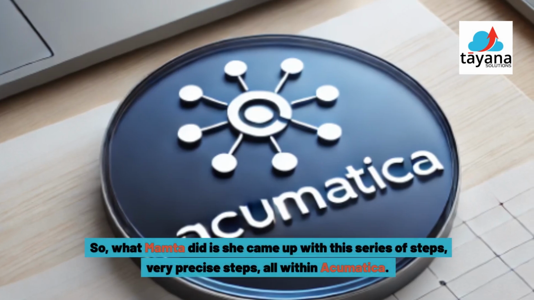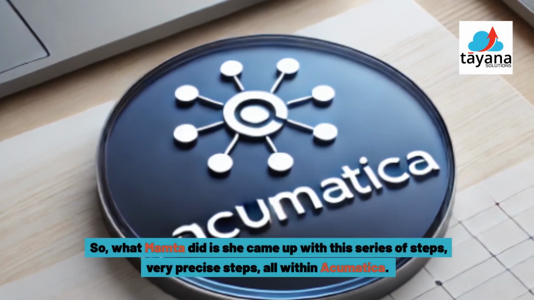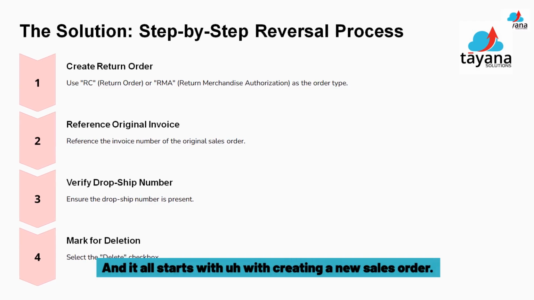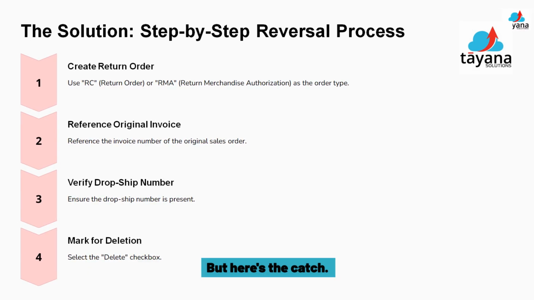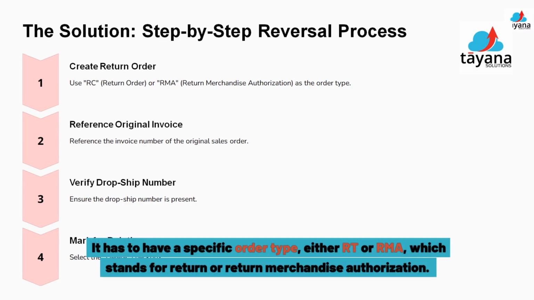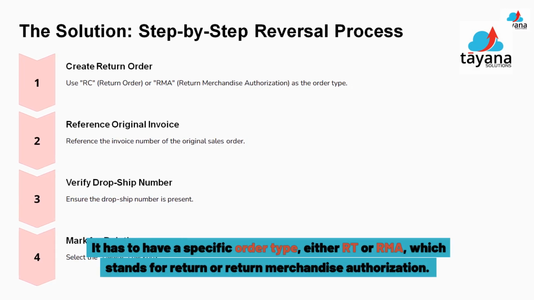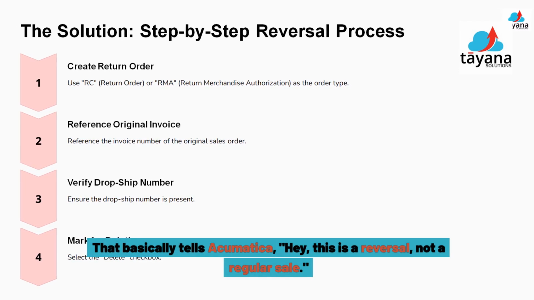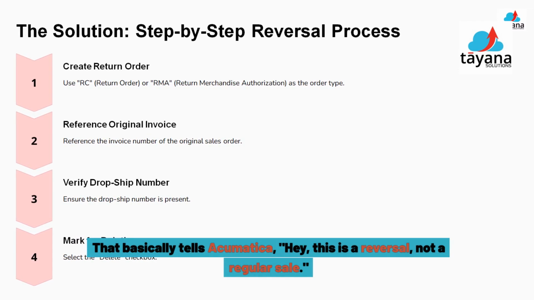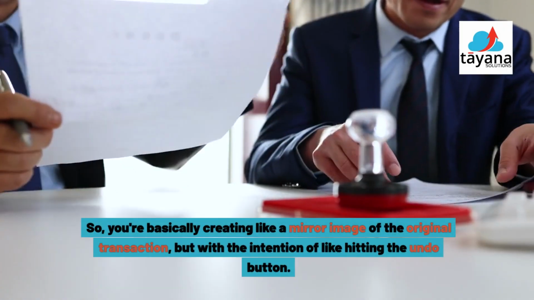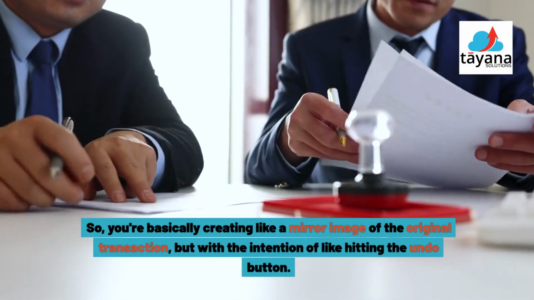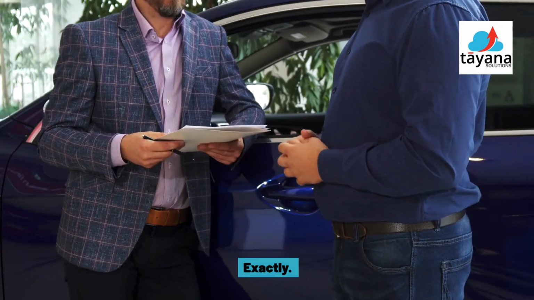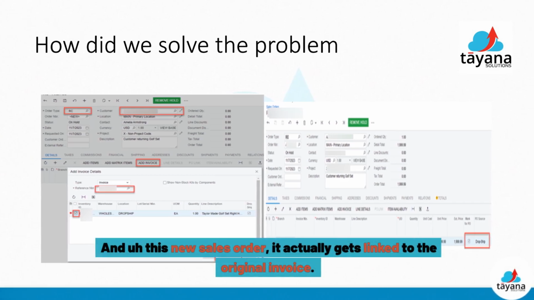So what Mamta did is she came up with this series of steps, very precise steps, all within Acumatica. And it all starts with creating a new sales order. But here's the catch. It has to have a specific order type, either RT or RMA, which stands for Return or Return Merchandise Authorization. That basically tells Acumatica, hey, this is a reversal, not a regular sale. Gotcha. So you're basically creating like a mirror image of the original transaction, but with the intention of like hitting the undo button. Exactly. And this new sales order, it actually gets linked to the original invoice.